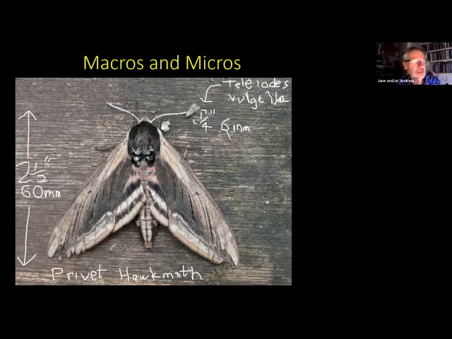So let's move on to another distinction within the moth world itself, and that is macros and micros. Here we have one of our largest native moths, the privet hawk moth, and you see I've rather crudely drawn some dimensions onto the photo. And then up in the top right-hand corner, there is Teleiodes vulgella, which is a very small but quite common moth. You can see the difference in size, and that's what distinguishes macro moths and micro moths.